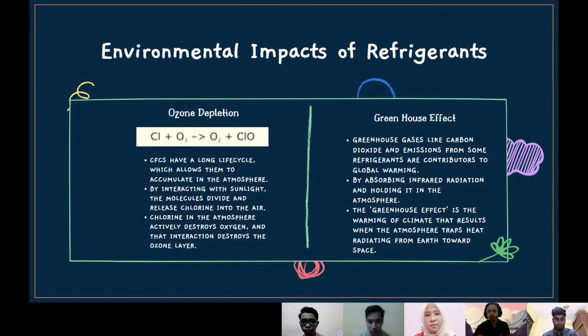The second one is the greenhouse effect. Greenhouse gases such as carbon dioxide and emissions from some refrigerants are contributors to global warming. By absorbing infrared radiation and holding it in the atmosphere, the greenhouse effect is the warming of climate that results when the atmosphere traps heat radiating from Earth toward space. So next.